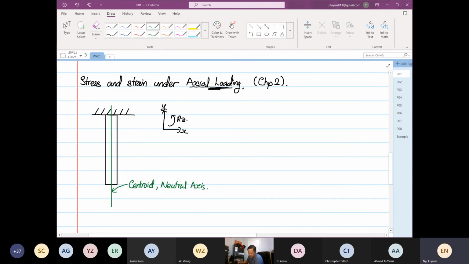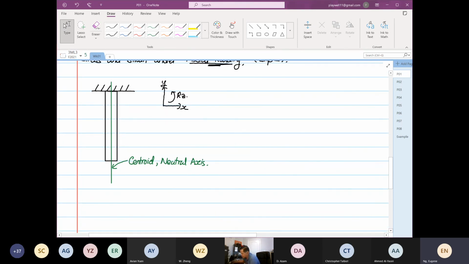For this style of structure, this style of loading condition, not just structure, the load will be applied exactly in line with the centroid. So this is the load P, and P, the load, is applied along the neutral axis. Under this configuration, that's where we classify this as axial loading.